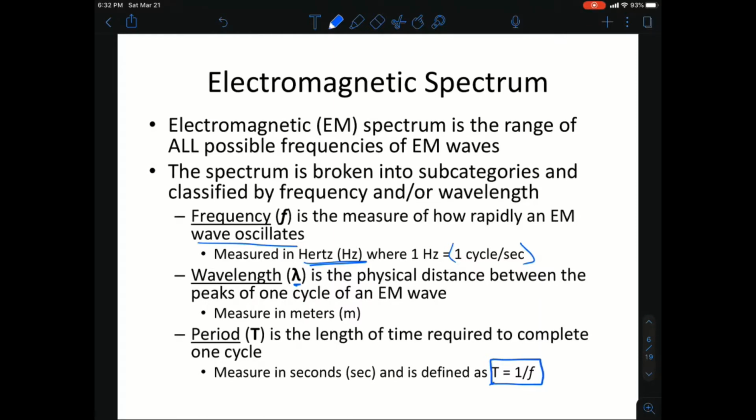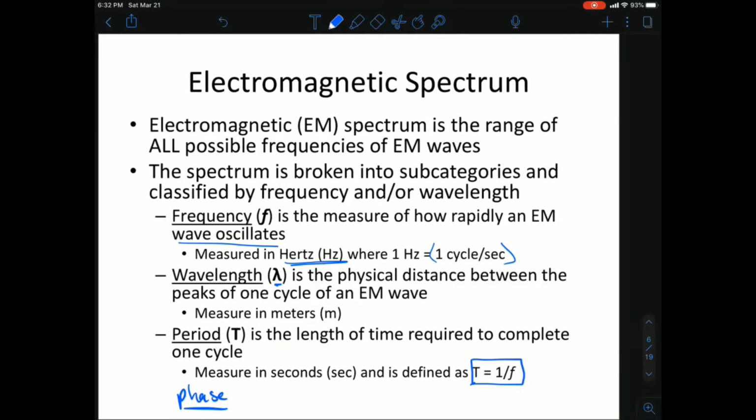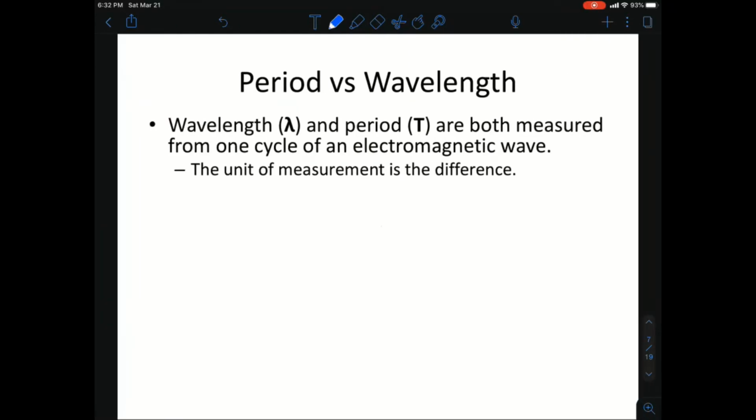And one thing that's not talked about here yet, and we'll talk about it in a little bit, is phase. And phase is just another characteristic of the wave. So we'll get into that in a minute. So period versus wavelength. Wavelength and period are going to be measurements of one cycle of an electromagnetic wave, but the big difference here is the unit of measurement.